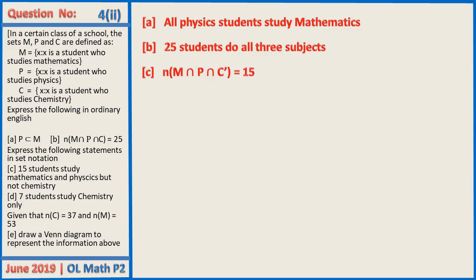D, 7 students study chemistry only. Chemistry only means M prime intersection P prime intersection C, C without the prime. That's chemistry only. So M prime intersection P prime intersection C equals 7.